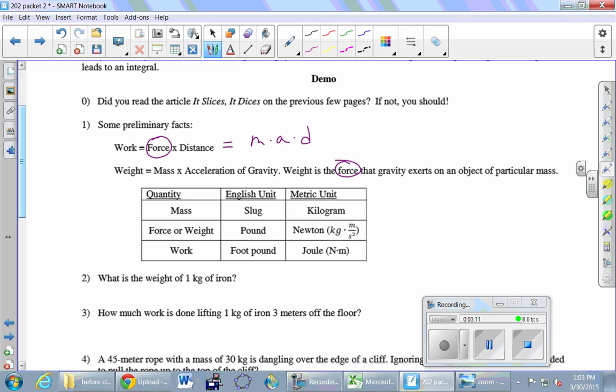So mass exists all the time. Mass is a constant. Weight is something that changes depending on whether you're on Earth or on the moon or floating in space. Work has to do with the weight, yes.